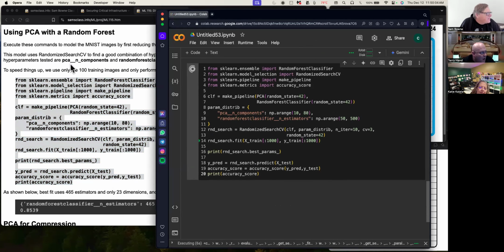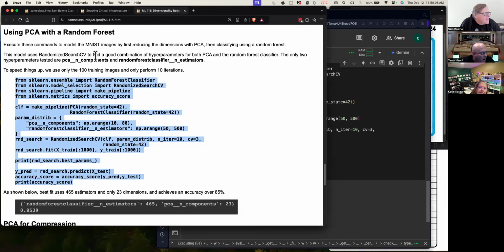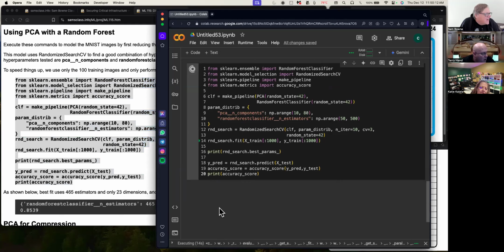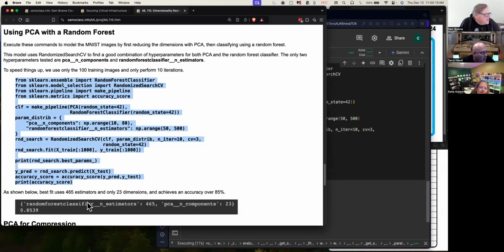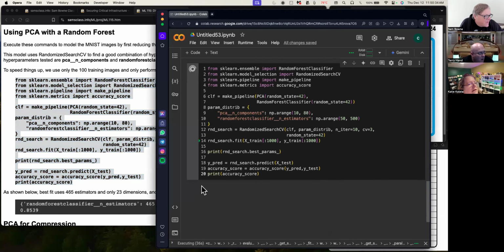And here, it uses a randomized search to find a good combination of the hyperparameters, deciding what the best thing to do is. And what it concluded is you can use 465 decision trees and only 23 dimensions. And that gives you an 85% accuracy at discriminating those images. So you took the 784 dimensions and combined them to form 23 parameters, which are all you need.